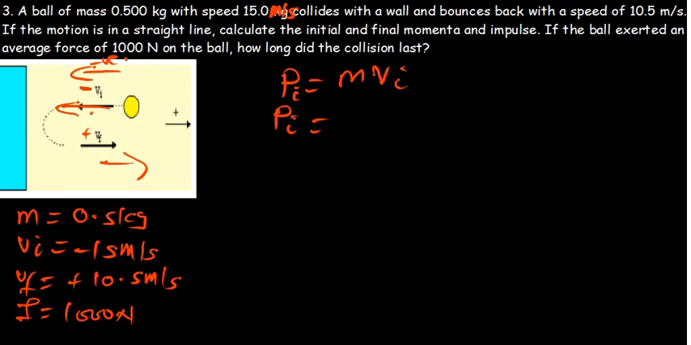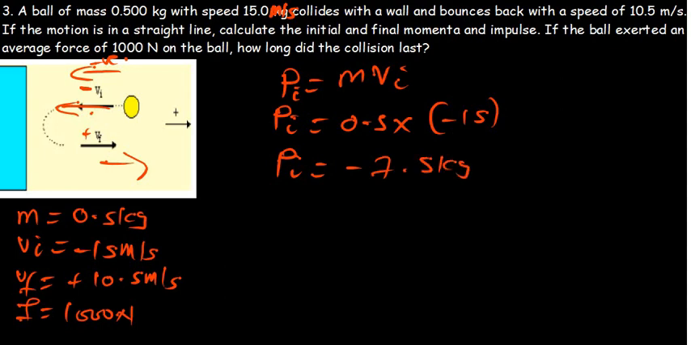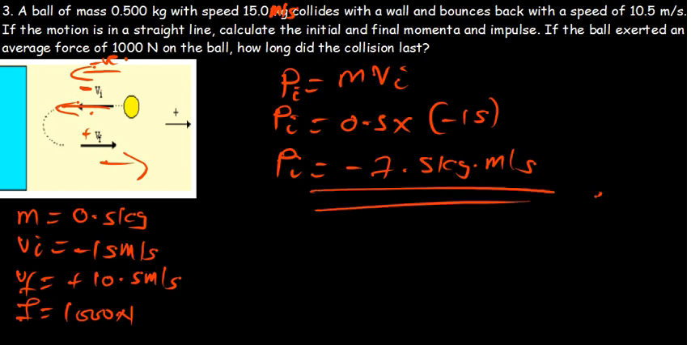So initial momentum: the mass is 0.5 times the initial velocity, which is negative 15. So I'm going to say 0.5 times negative 15, which is going to give me negative 7.5. So the initial momentum will be negative 7.5 kg meter per second. That is my initial momentum.